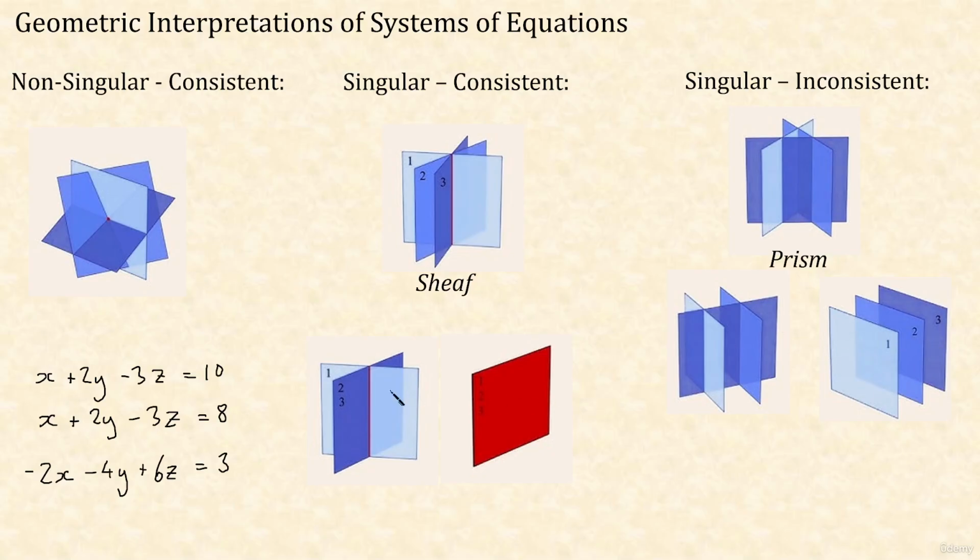So these ones with parallel planes, they're rather easy to spot, and also generally not assessed that often because they're quite easy to spot. Really, our challenge most often, once we've established that none of the planes are parallel, is to figure out, if there isn't a single consistent solution, whether it's the consistent sheaf or the inconsistent prism.